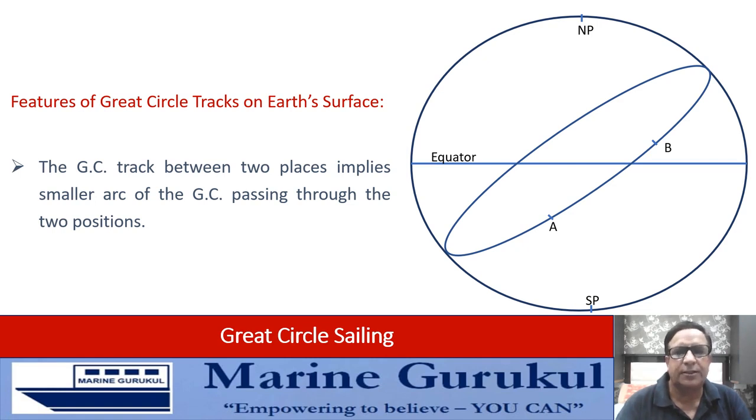Now in this great circle, these 2 points divide the great circle into one smaller arc and the other bigger arc. So whenever we talk about the great circle track, we shall talk about the smaller arc, which you can see is now being shaded in red. So the GC track between A to B or B to A shall be this arc of the great circle, that is the shorter arc.